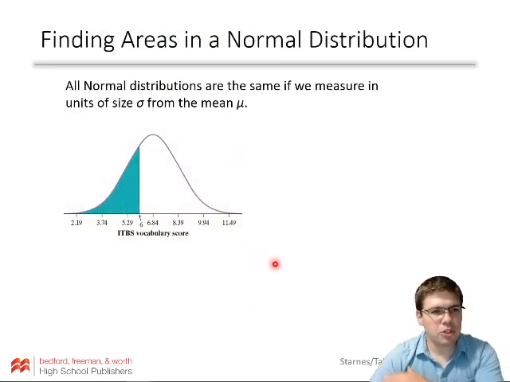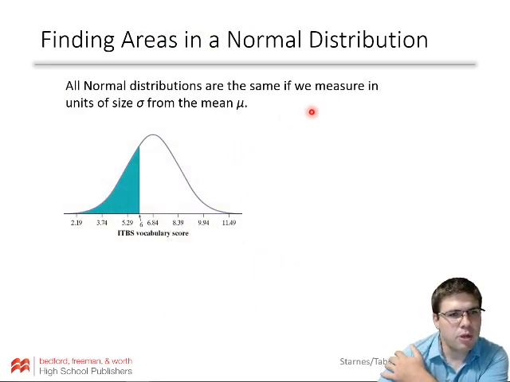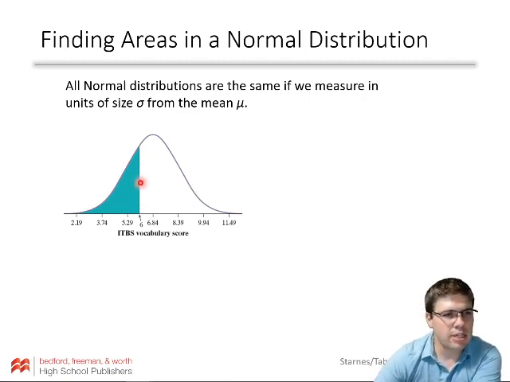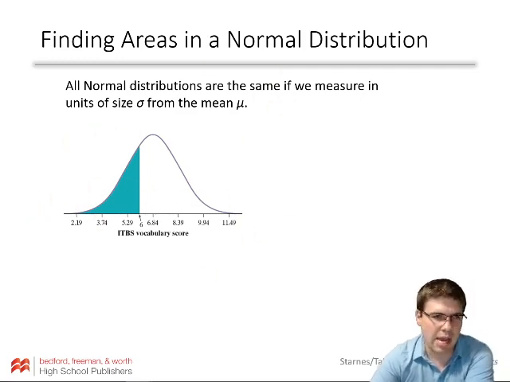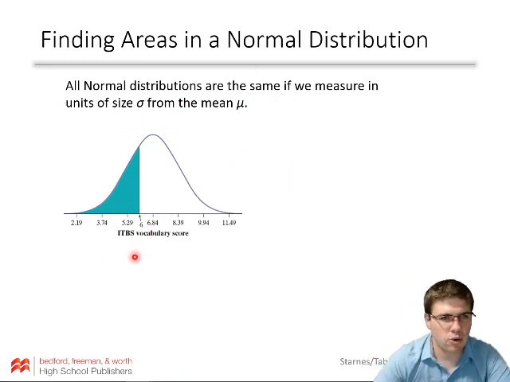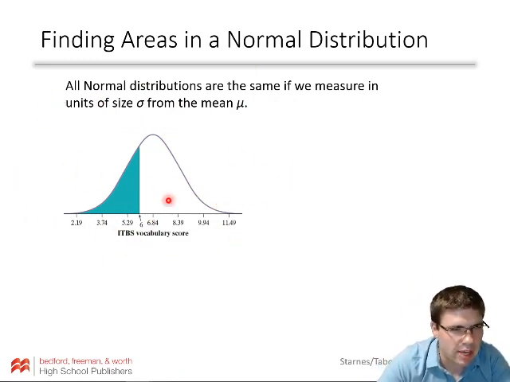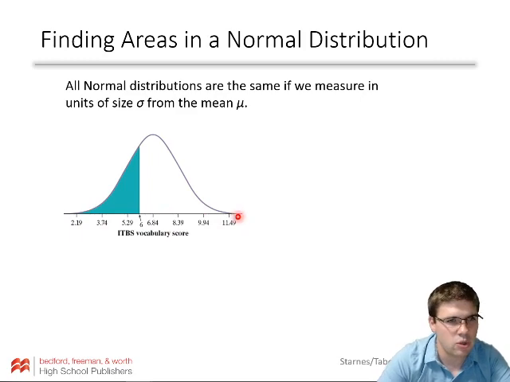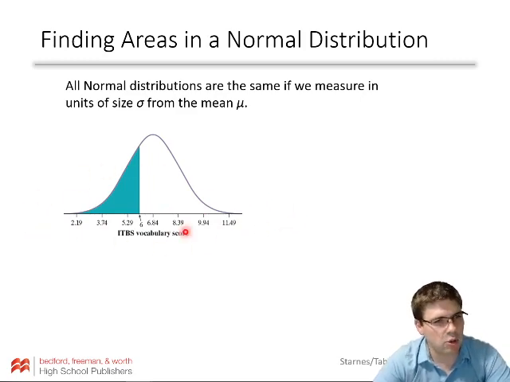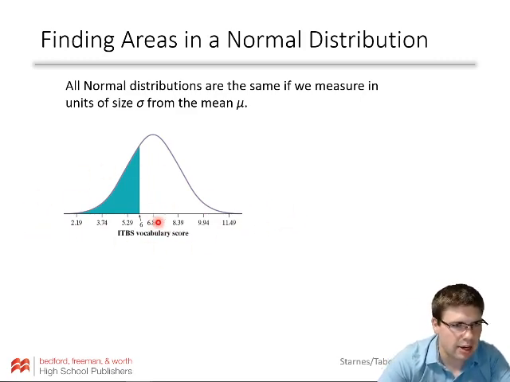So all normal distributions are the same if we measure in units of size standard deviation from the mean. So that's z-scores. If we convert into z-scores, we end up getting a standardized normal distribution. So right now we've got this ITBS vocabulary score that apparently followed an approximately normal distribution. It looks like the center was there at 6.84. They're labeling that one standard deviation away and so on.